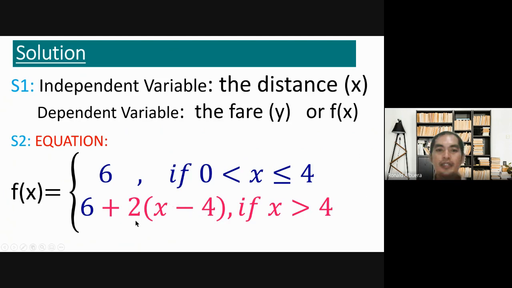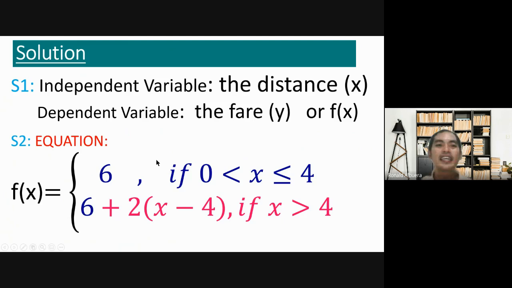Sabi doon, there is an additional of 2 pesos for every kilometer na lumampas sa 4. Okay? So, 6 pesos plus 2 pesos times yung sobra sa 4 kilometers. Halimbawa, 5 minus 4. Halimbawa, ang na-travel ng jeepney ay 10. 10 minus 4 is 6. That is why ito yung ginawa natin. If x, the number of kilometers, is greater than 4. So, ito na yung model. Ito na yung piecewise function.